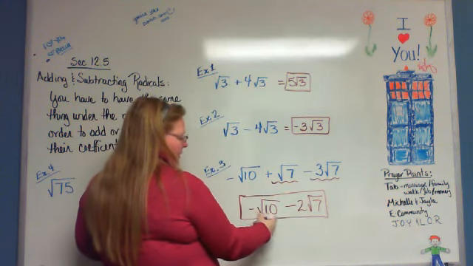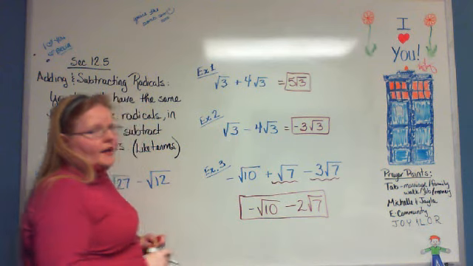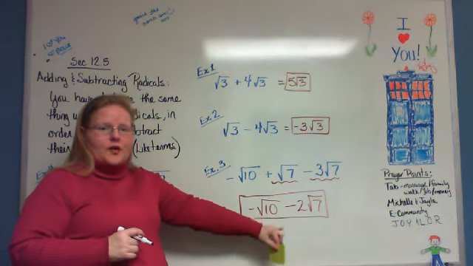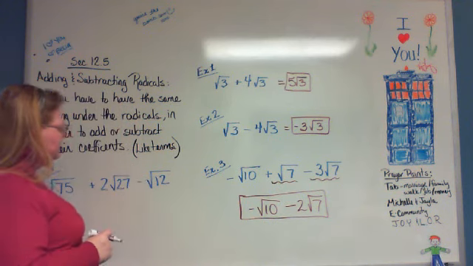Think of this as an x and that as a y, and you can't add and subtract those. You could multiply them, but that's not what they said. They wanted you to add and subtract them. You can't do that.